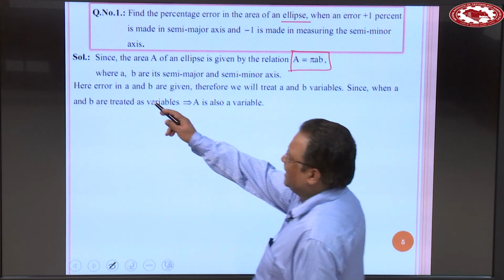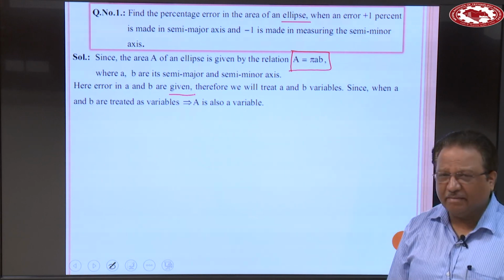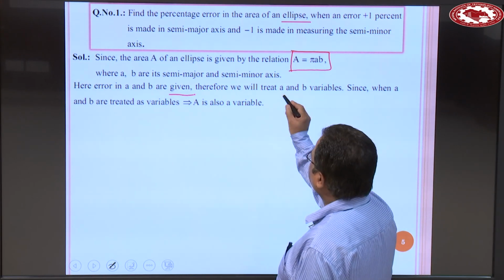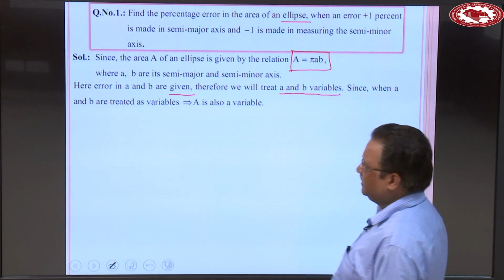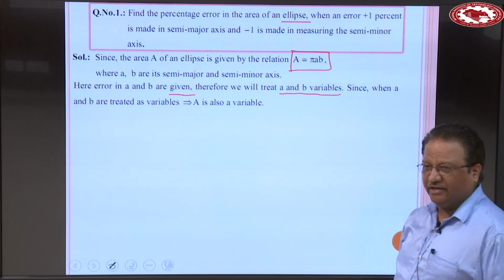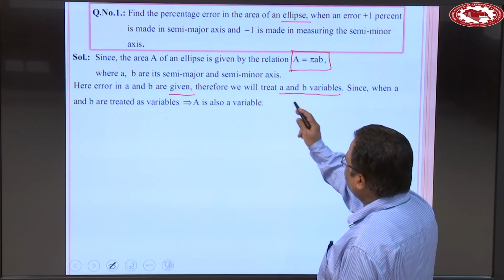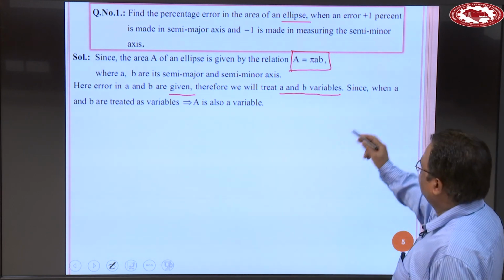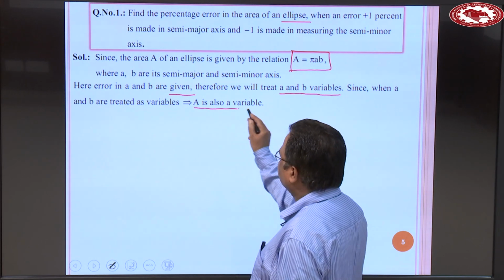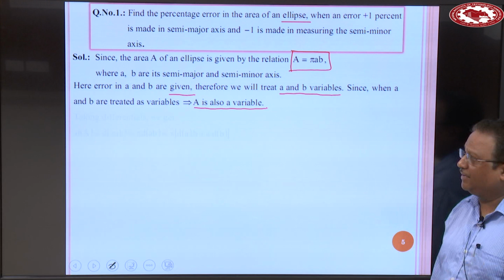Here error in A and B are given. So, what is given? Percentage error in A is given, percentage error in B is given, and therefore, we will treat A and B as variables. So, when there exists error in the value of A and B, this means A and B are variables. Okay. So, we will treat A and B as variables, and when A and B are treated as variables, this means the area A is also a variable.